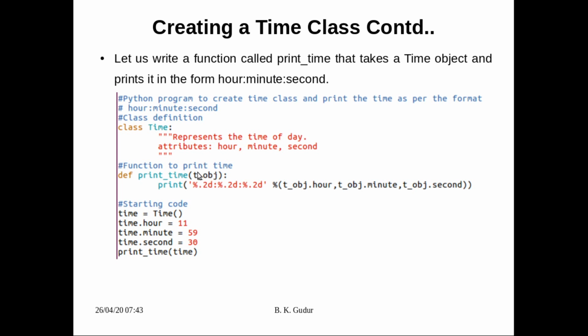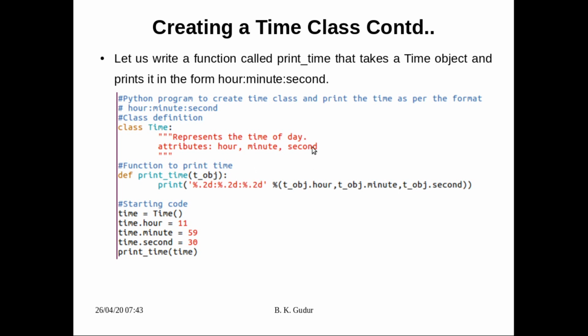Here is the parameter name, which is t_obj. If I want to get the hour attribute, it is t_obj.hour, which will be printed here in one-to-one mapping, and t_obj.minute will be printed here, and t_obj.second here.